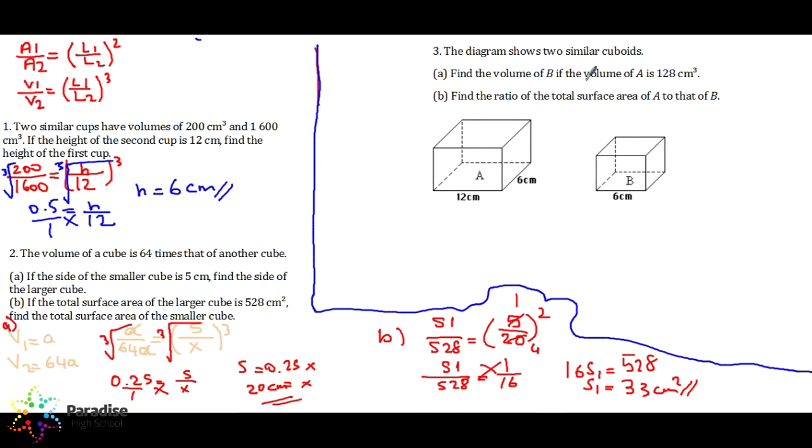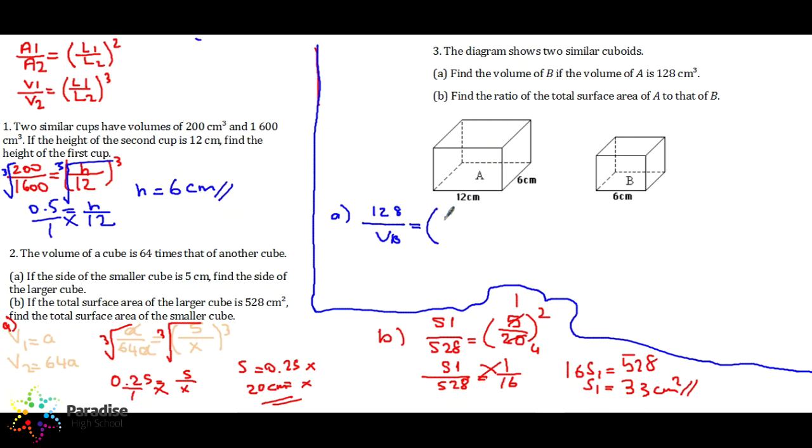The diagram shows two similar cuboids. Find the volume of B if the volume of A is 128. Now, let's remember the ratio between the volumes. Volume A is 128, divided by volume B, is equal to, what am I going to write here?